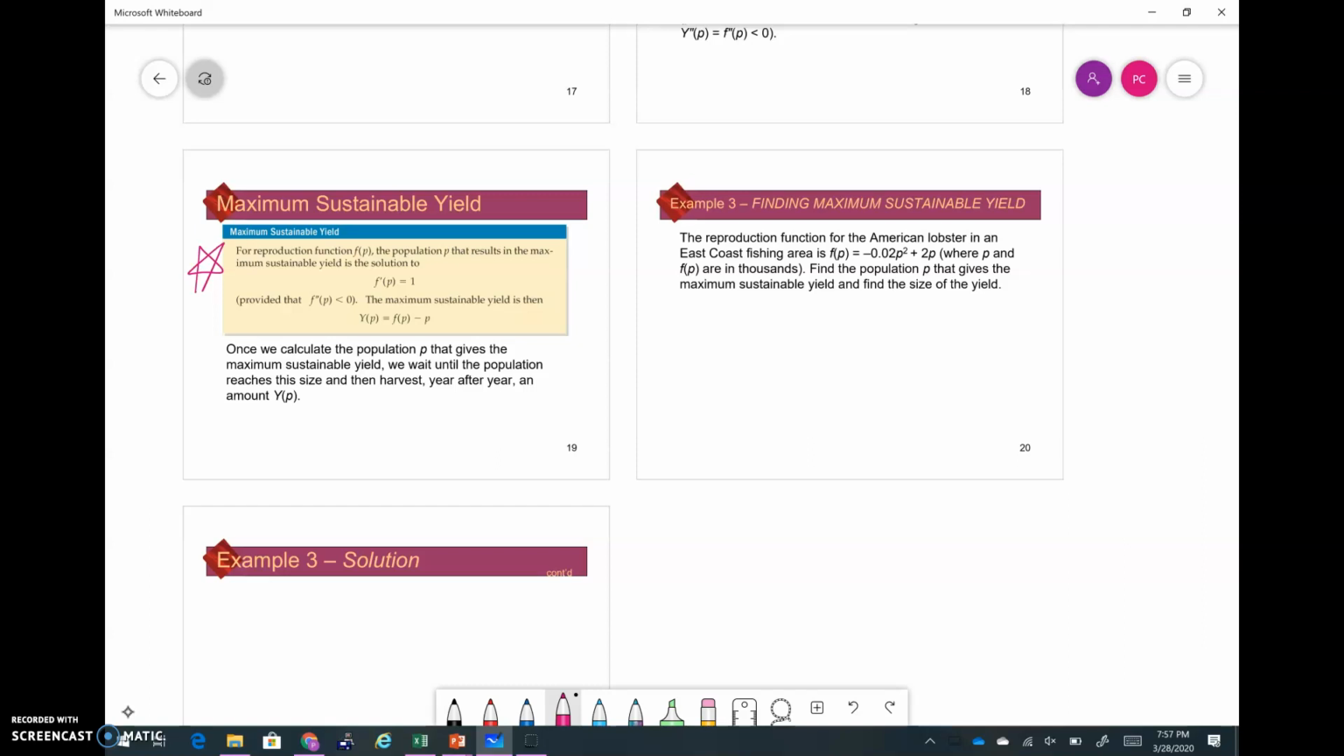All right, so the reproduction function for the American lobster in an East Coast fishing area is f of p equal to negative 0.02 p squared plus 2p, where p and f of p are in the thousands. Find the population p that gives the maximum sustainable yield and find the size of that yield. Again, we know that f prime of p needs to equal 1. So I want you to work this out and solve it and come back and check.